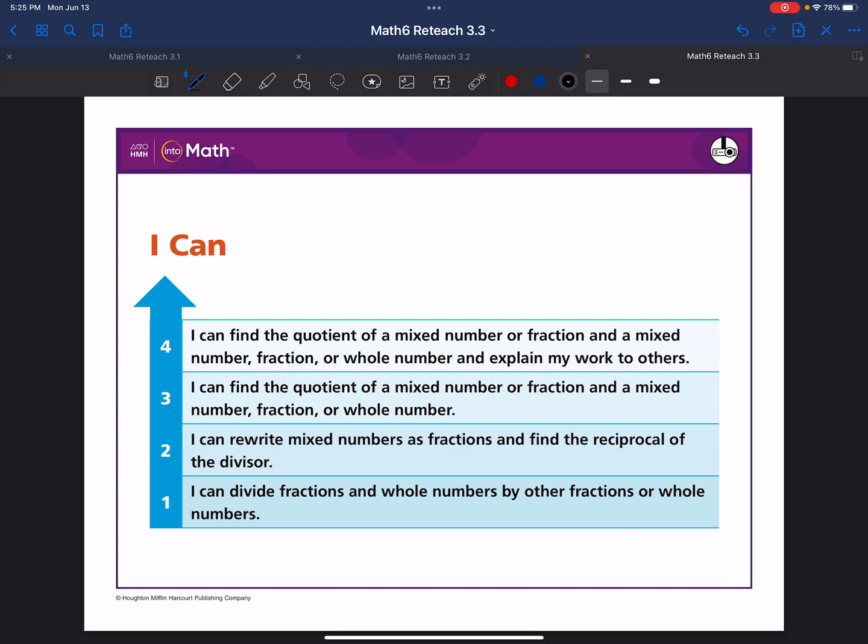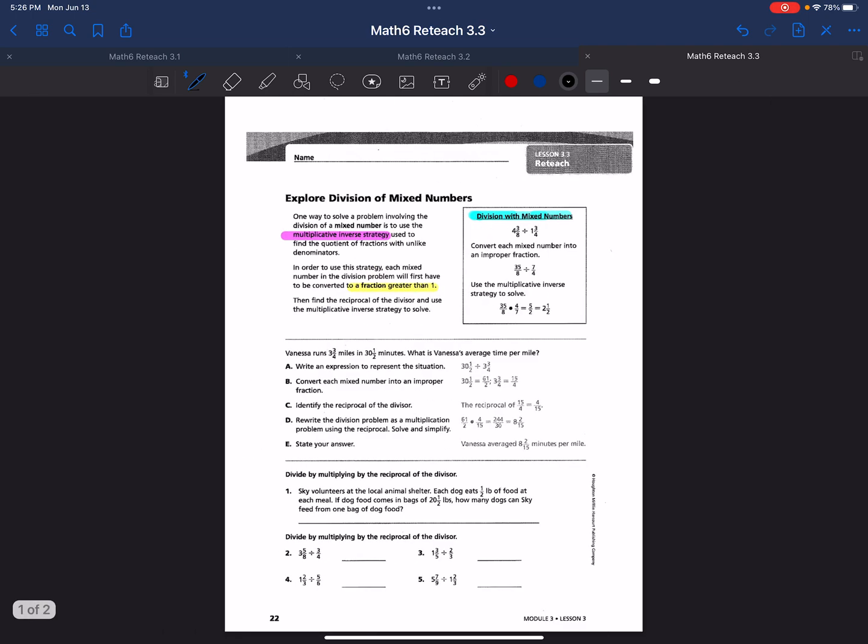Today we will review 6th grade math lesson 3.3. This lesson will cover division of mixed numbers. Here's your I can statement. I can find the quotient of a mixed number or fraction and a mixed number, fraction, or whole number and explain my work to others.